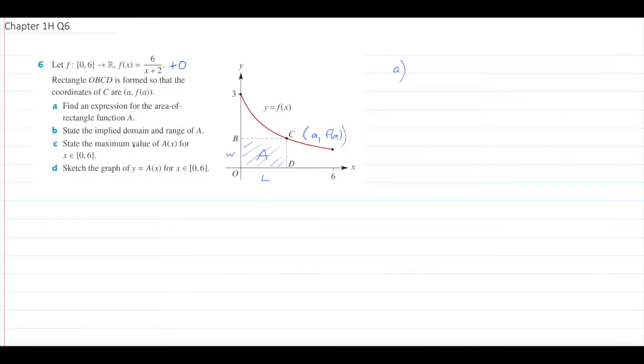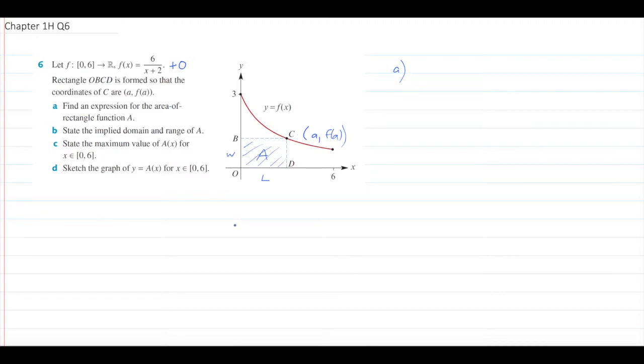Part b, state the implied domain and range of A. So we just want to find the domain and range, like what's my graph or what's my area restricted to. And then part c, state the maximum value of A(x) for x belonging to 0 to 6. So essentially just finding what's my maximum area for this rectangle given my graph over here. And then part d, sketch the graph of y equals A(x). So essentially once you find the expression or equation for A, you can then sketch that. So that's part d.